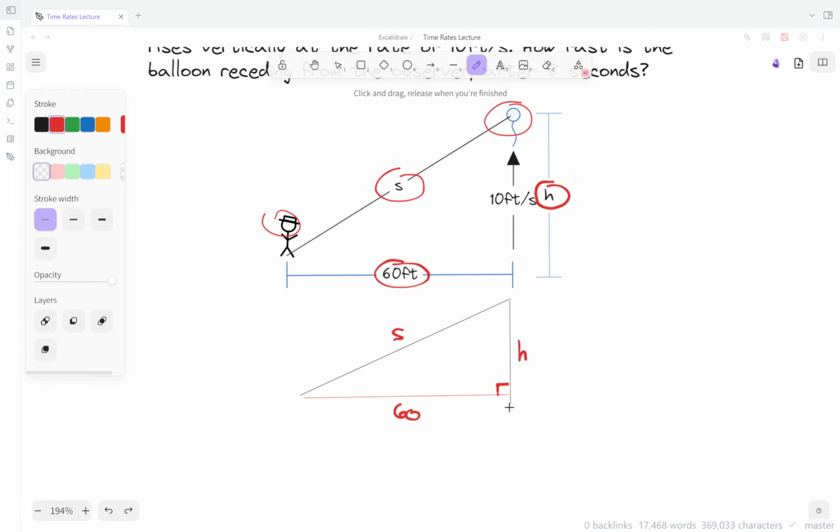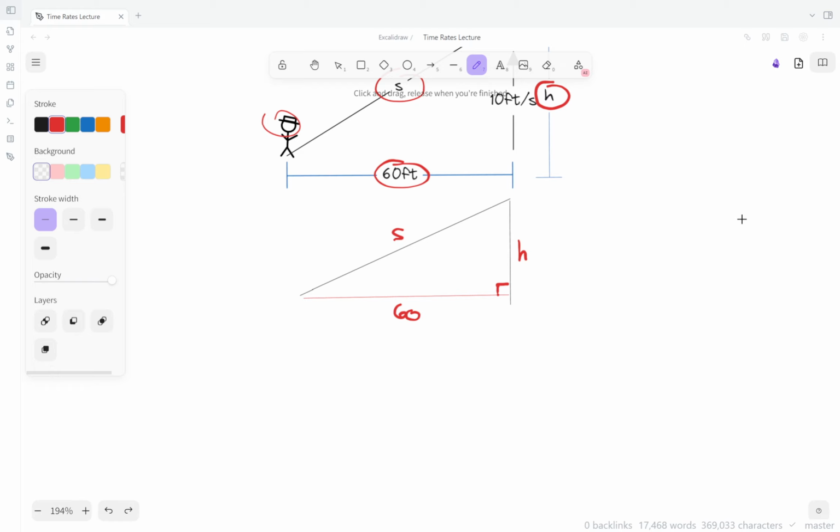Again, the first step is to find a relationship between the variables that you want to examine and the given variables. That's usually the first task. Since we have a right triangle, we're going to use the Pythagorean theorem. So we say s squared is equal to h squared plus 60 squared.